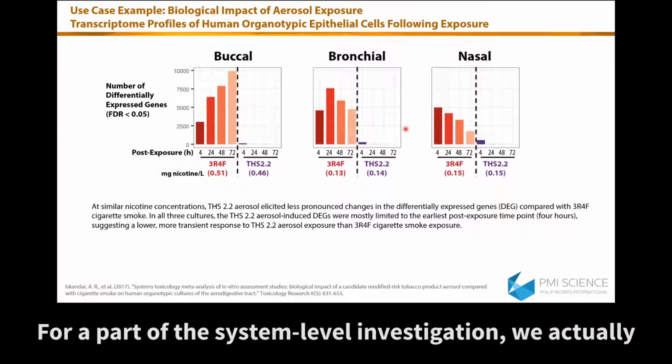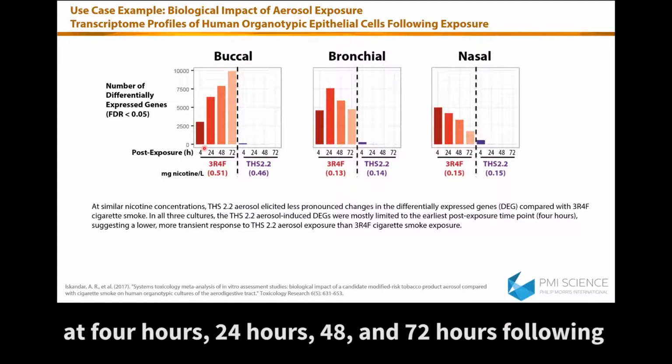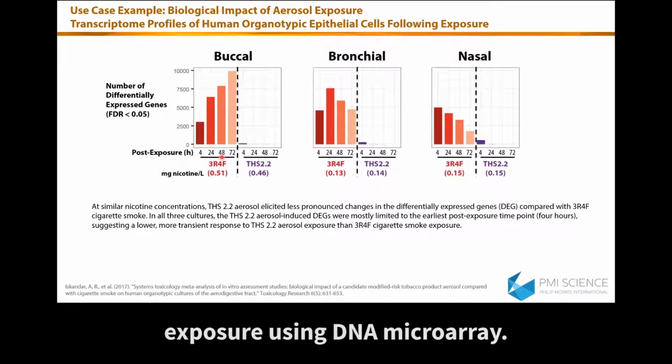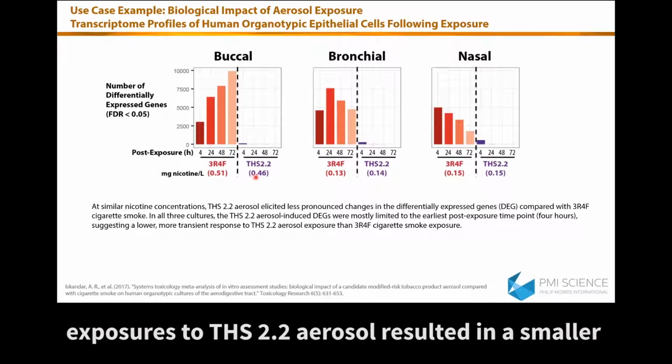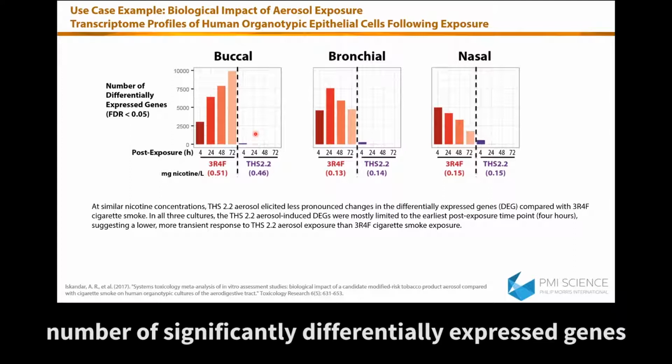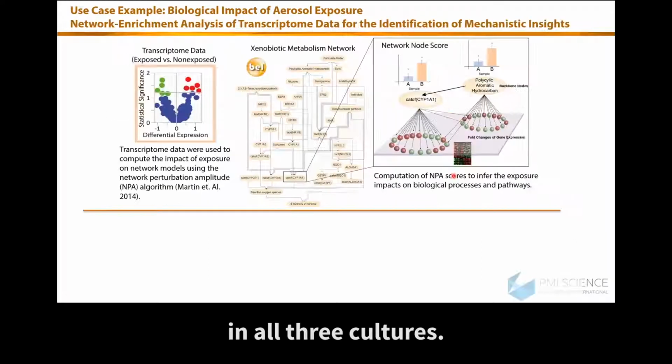As part of the systems-level investigation, we profiled global gene expression in cultures collected at 4 hours, 24 hours, 48 hours, and 72 hours following exposure using DNA microarrays. We found that at similar nicotine concentration, exposure to THS 2.2 aerosol resulted in smaller numbers of significantly differentially expressed genes than exposure to 3R4F cigarette smoke in all 3 cultures.